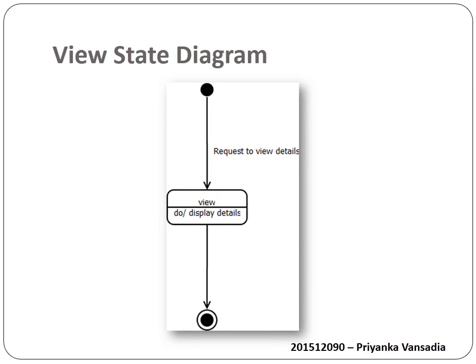This is the view state diagram. It has only one state, that is the view state. The system will enter the view state whenever it gets a request to view data from the user. The view state displays the data of the user according to their role, and after displaying the data, the system process will be terminated.